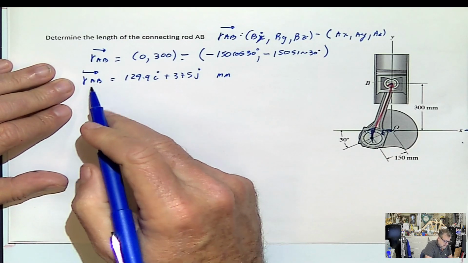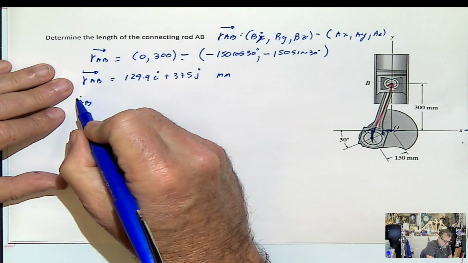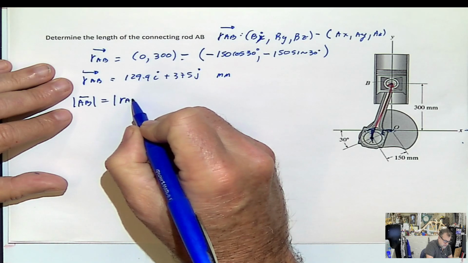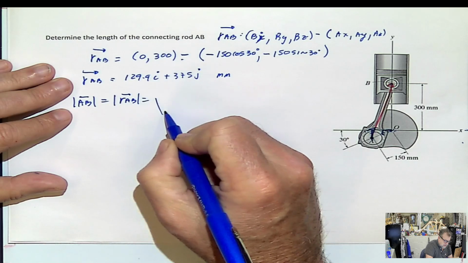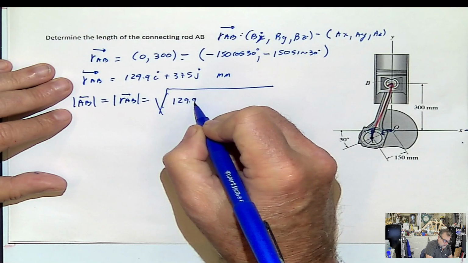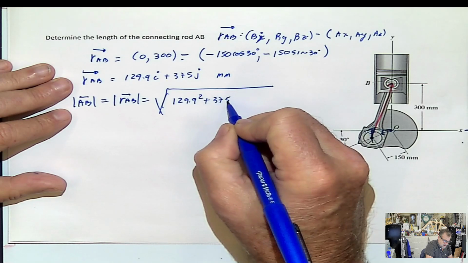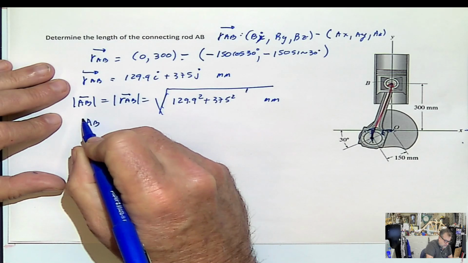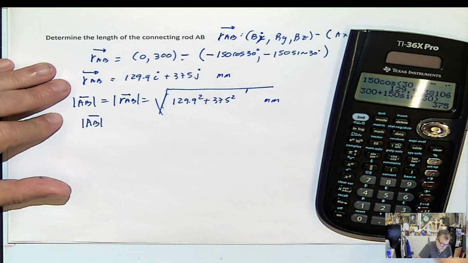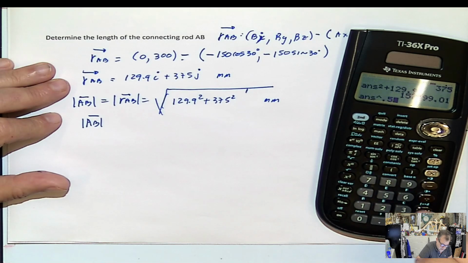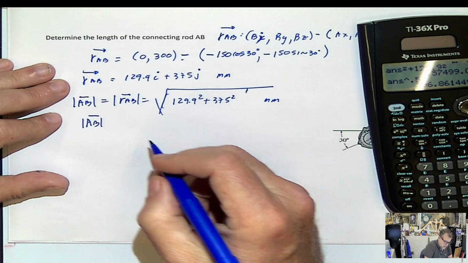If I need the distance AB, the distance AB is just going to be the magnitude of the position vector AB, and it's calculated in the same way that we calculated magnitudes before: 129.9 squared plus 375 squared, square root of that, elevated to the power 0.5. That will be 396.86 millimeters.